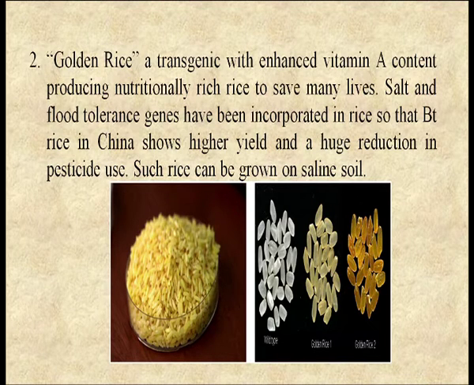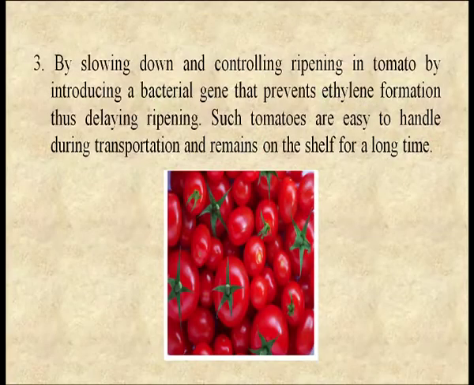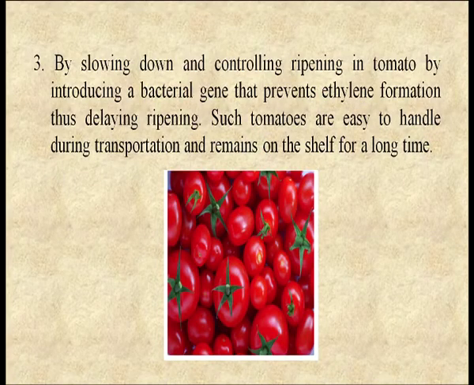Salt and flood tolerance genes have been incorporated in rice so that such rice can be grown on saline soil. Bt rice in China shows higher yield and a huge reduction in pesticide use. Next is slowing down and controlling ripening in tomato by introducing a bacterial gene that prevents ethylene formation, thus delaying ripening. Such tomatoes are easy to handle during transportation and remain on the shelf for a long time.